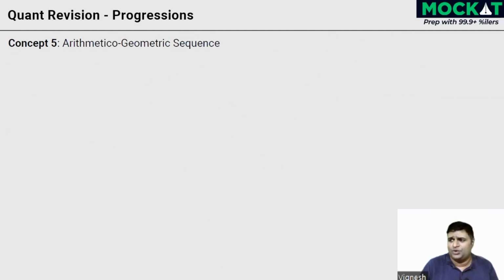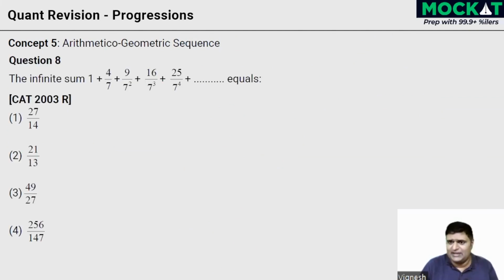Next is an arithmetic or geometric sequence, right? We'll just take it up with an example over here. The infinite sum of 1 plus 4 by 7 plus 9 by 7 square plus 16 by 7 cube and goes on till 25 by 7 power 4, right? So numerators over here are squares. Denominators are in GP, right? So for squares, the difference of difference is a constant. So probably 2 times I would take the difference. So what shall I do over here?